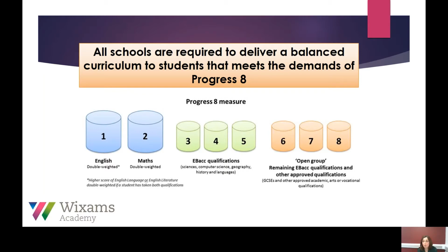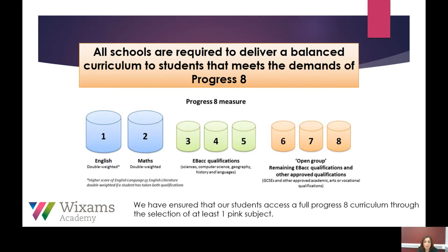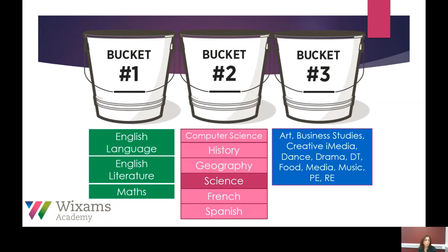that we might offer. So if I go through that again, we have ensured that our students get access to the full Progress 8 curriculum by making sure that you select at least 1 pink subject. So when you come to our subjects, you will automatically have English language, English literature and maths, and they will count for us as a school in your bucket 1. Then we're asking you to choose a pink subject.